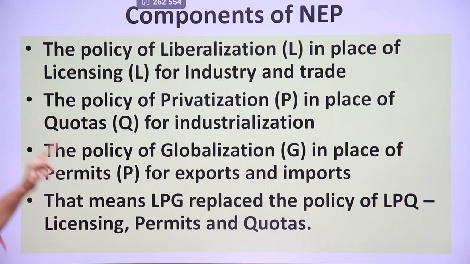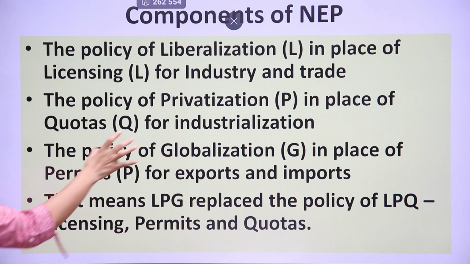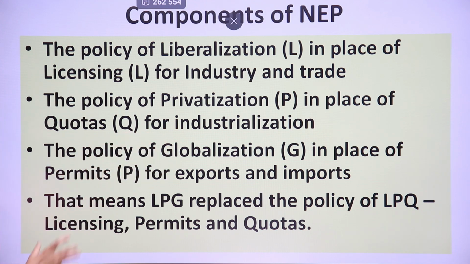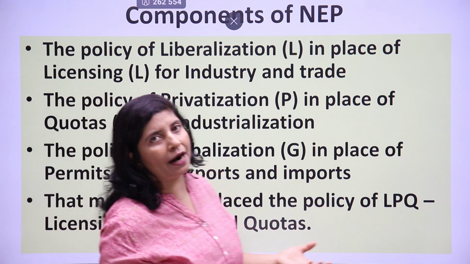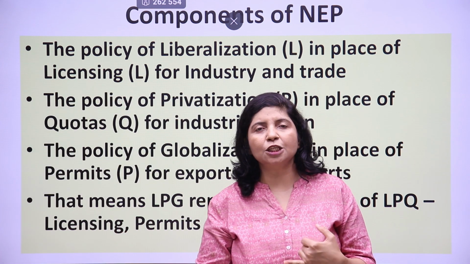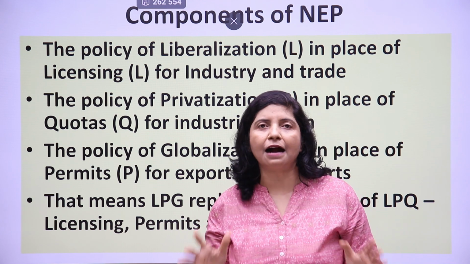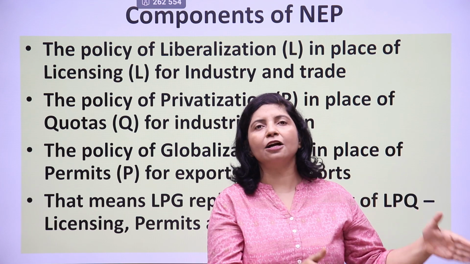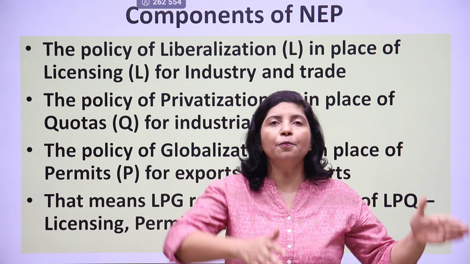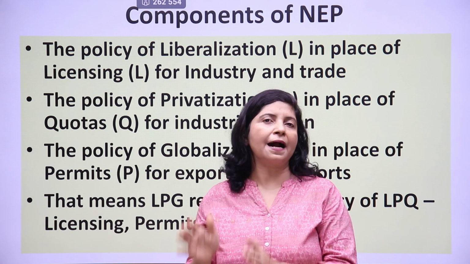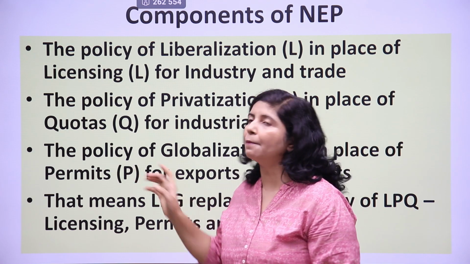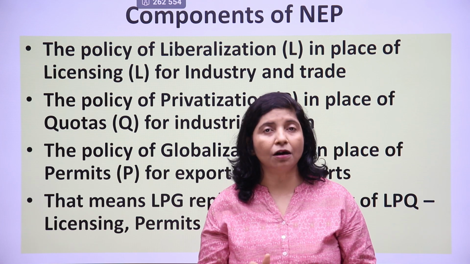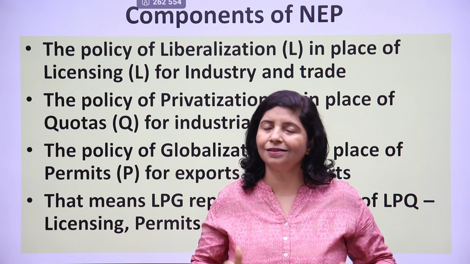Then the policy of globalization in place of permits. Before adoption of the policy of globalization in India, India followed a policy of permits. For example, maybe you require to expand your production in your factory. Suppose you have a bakery and you are producing 100 packets of bread per day. But if you want to produce 200 or 1000 packets of bread per day, then you will have to obtain a permit or a license. That is really not good, because you can't expand your business easily.